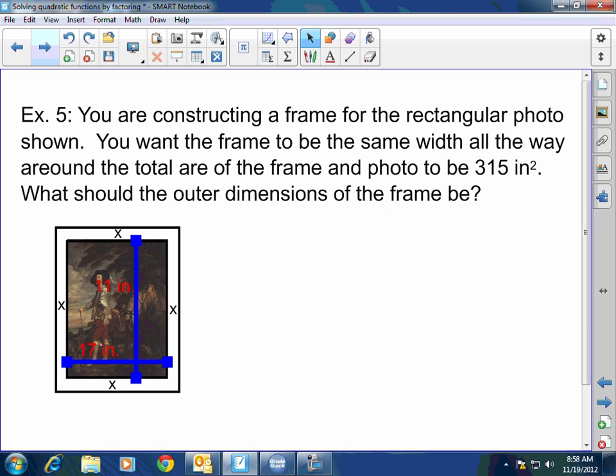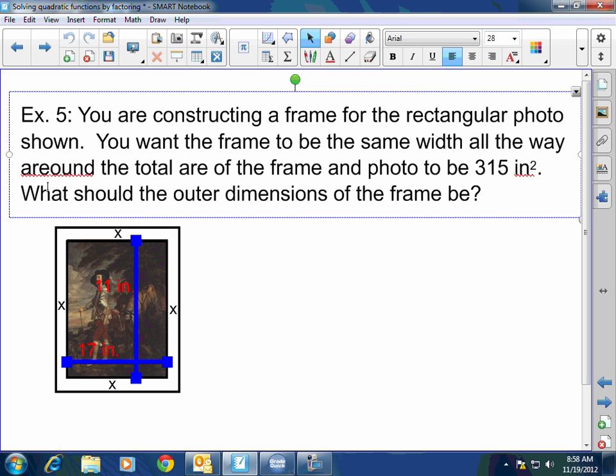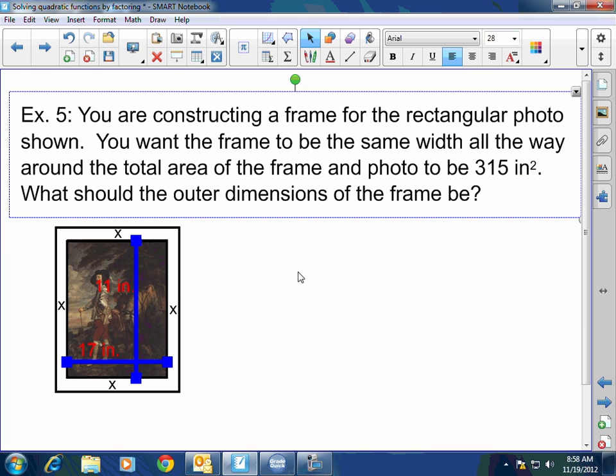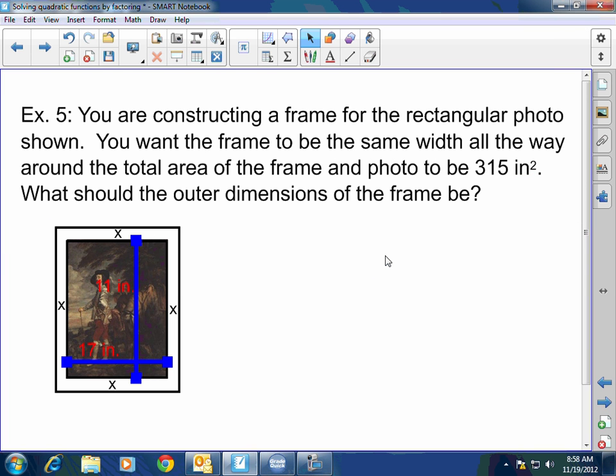You are constructing a frame for a rectangular photo shown, okay? You want the frame to be the same width all the way around, the total area of the frame and photo to be 315 square inches. What should the outer dimensions of the frame be?